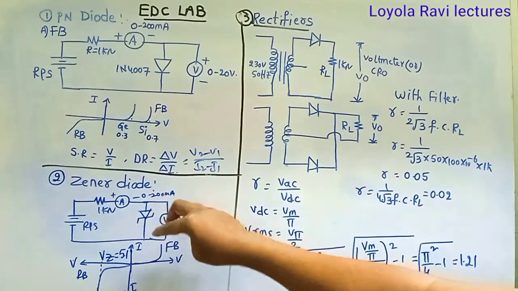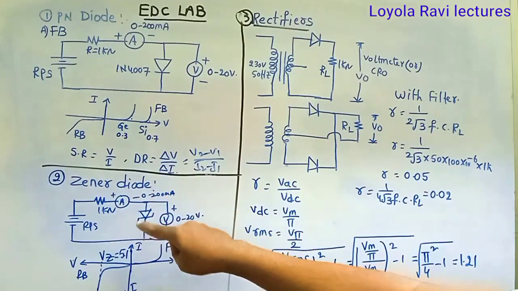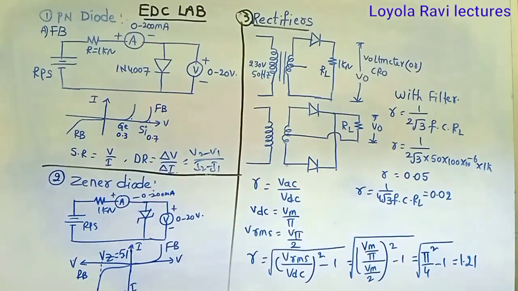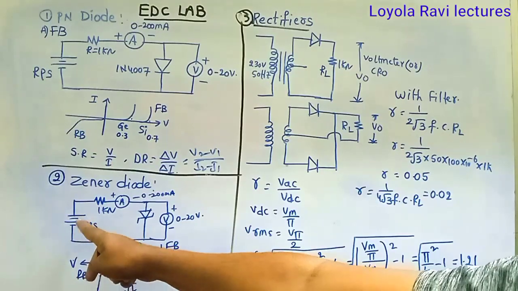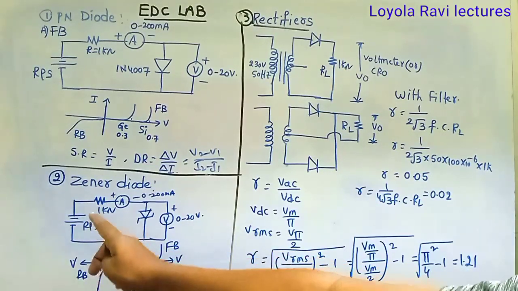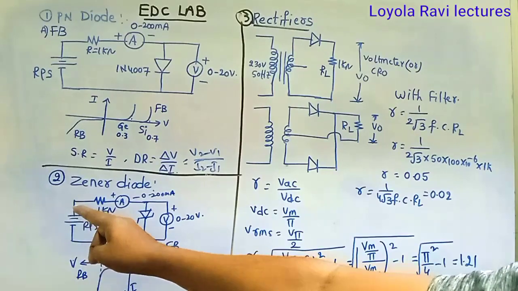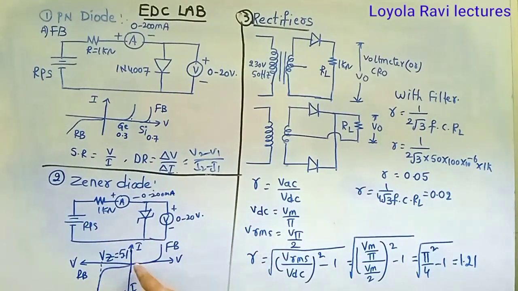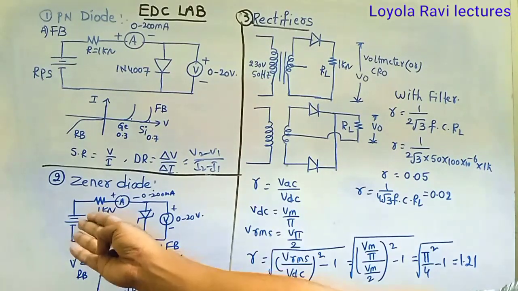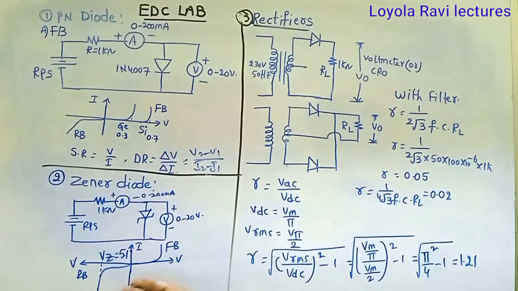Just change this direction: positive to the ground and negative to the voltmeter or ammeter. Change the diode direction, and that becomes reverse bias. Then by varying the supply voltage 0, 0.1, 0.2, 0.3 and so on, or otherwise 0, 0.5, 1, 1.5, 2, 2.5, note down the corresponding voltage and current. That is the characteristics of the Zener diode in reverse bias. By increasing the applied voltage, you may get a constant voltage, but the current increases. But the voltage is constant.